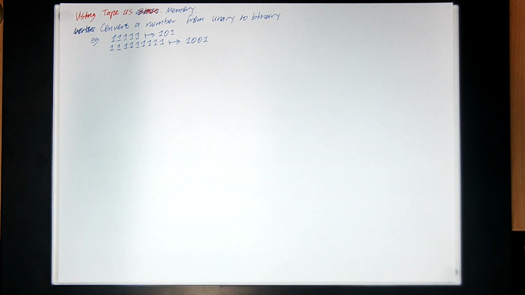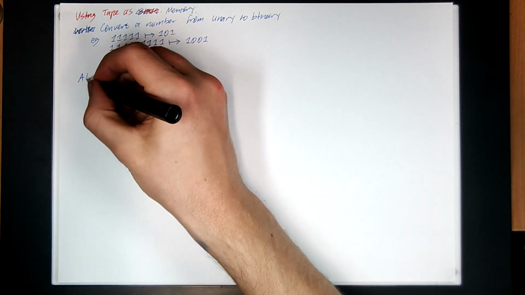So the problem we're given is to convert a number from unary to binary. So that basically counts the number of ones on the tape and then replaces whatever's on the tape with a number in binary representing the number of ones that was originally there. Okay, so first let's talk about the rough sketch of the algorithm.